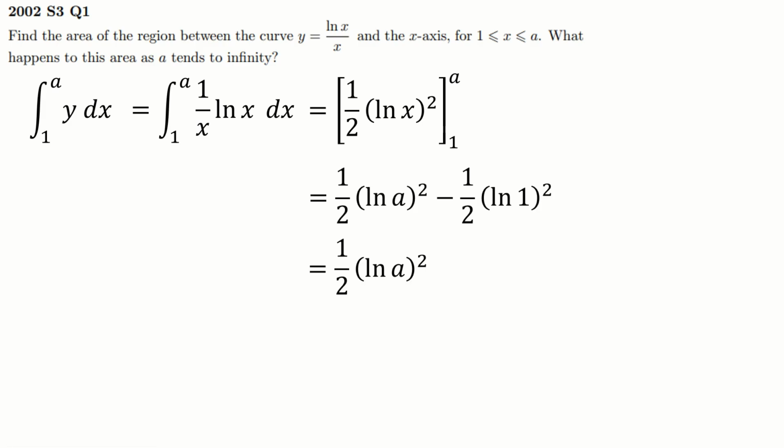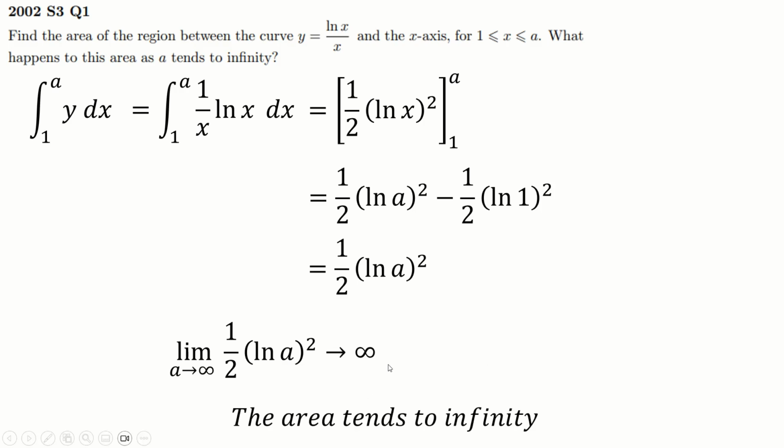And now we're being asked to think about what happens to that as a tends towards infinity. So let's think about the limit of that as a tends towards infinity. Well, log of infinity is infinity. It gets there very slowly, but it does get there. So this area tends towards infinity as a does. So that's kind of cool.